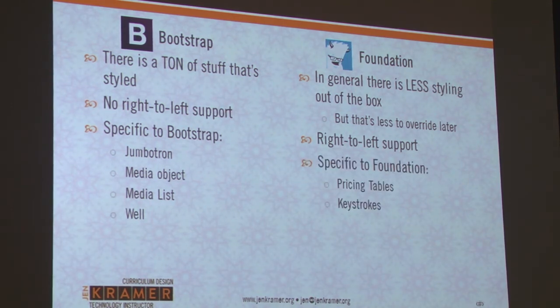And specific to Foundation, they have a couple of things. One's called pricing tables, and one's called keystrokes. Pricing tables, if you just think about a little box that's got a bunch of product information and a button at the bottom, that's a pricing table. And they're built using unordered lists, so don't let tables make you think that it's table-based layout. It's not. And keystrokes are little boxes with rounded corners around a set of characters. So it's like Control K. You can have a little box around the word Control, a little box around the word K. Nice for documentation purposes.